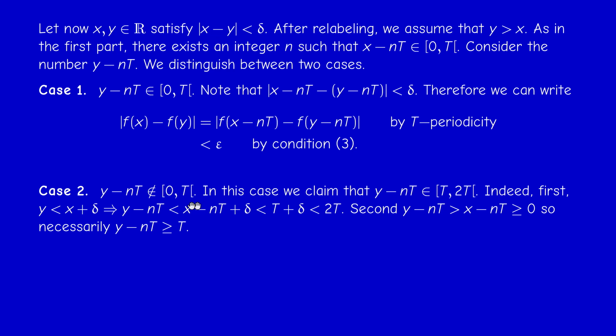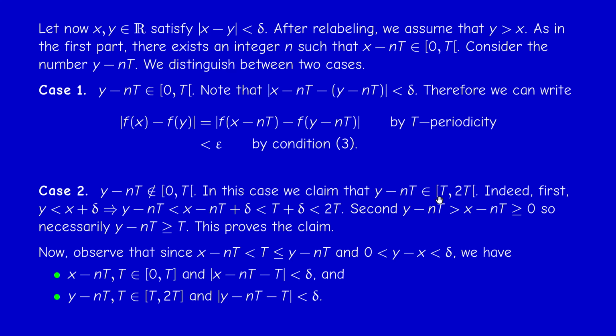Now, why is it bigger than or equal to t? Because it cannot be negative, because y is bigger than x. So y minus nt is bigger than x minus nt, and x minus nt is positive. So y minus nt is bigger or equal to 0, so it cannot be negative. So it's necessarily bigger than t because it does not belong to the interval 0t. So it's bigger or equal to t, and therefore the claim is proved: y minus nt is between t and 2t, and now we are almost done.